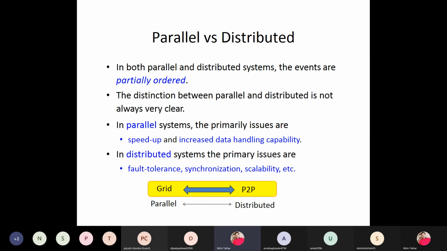Now the next topic is related to parallel versus distributed. Okay, so what does it mean? I think you know about parallel computing, you know about distributed computing, but you may have some doubts related to how to differentiate, to whom you can say that it is parallel computing, and to whom you say it is distributed computing. Okay, so I think all of you know some examples related to parallel systems and distributed systems.